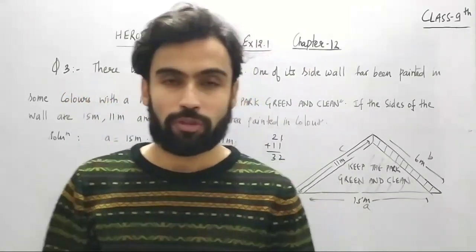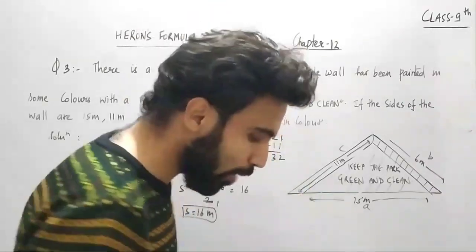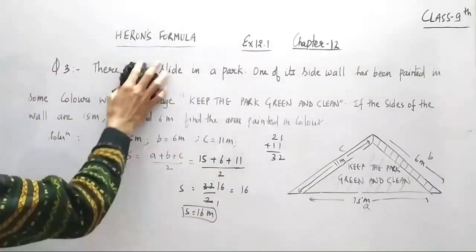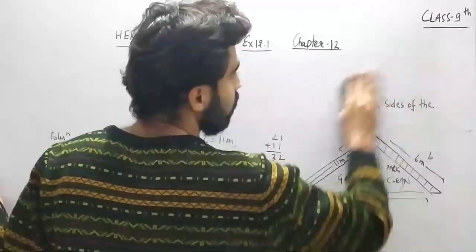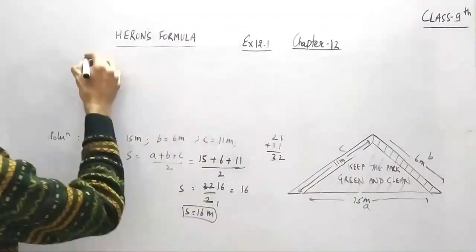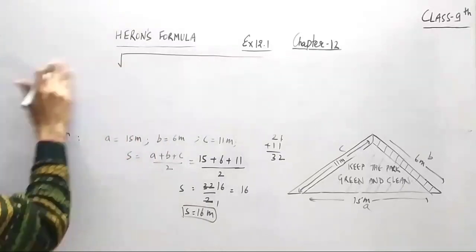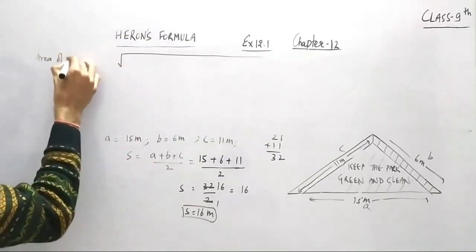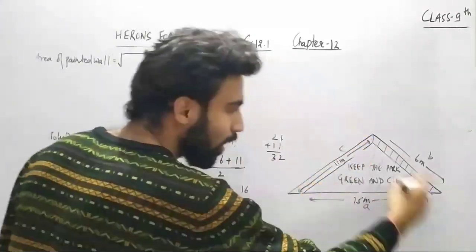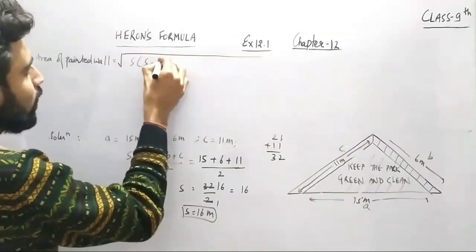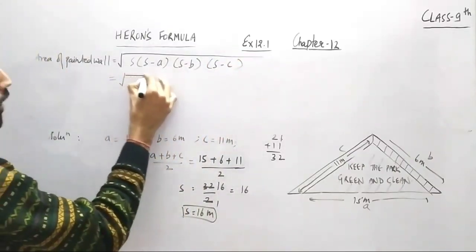Now we know the formula, Heron's formula, that is under root S, S minus A, S minus B, S minus C, right? So let me just write that, but first let me just make some space. So now let me just apply on the formula here. So the area, you can also write that the area of painted wall, right? So that will be the area of this triangular portion. So that can be calculated by Heron's formula, that is S, S minus A, S minus B and S minus C, right?